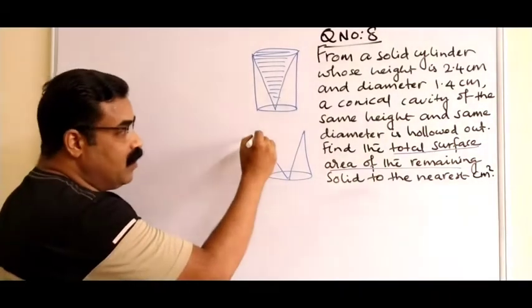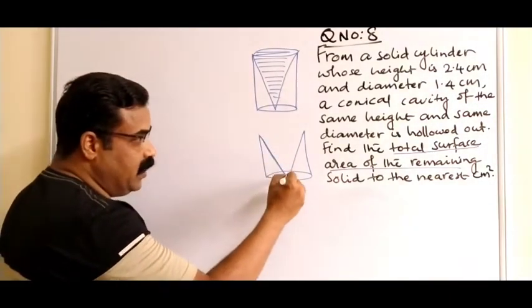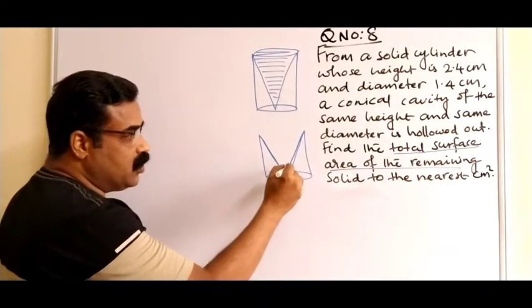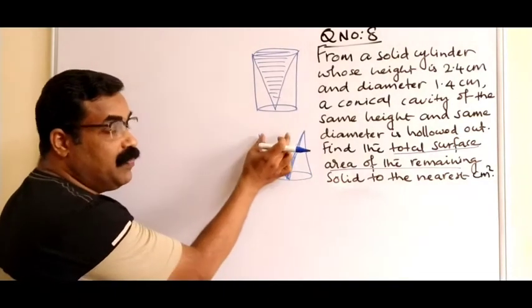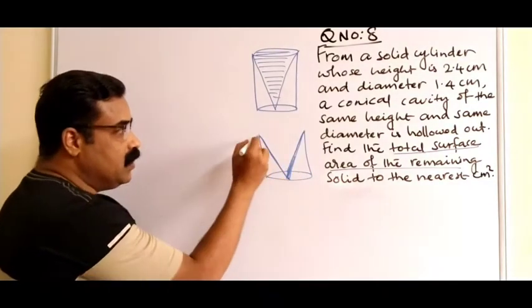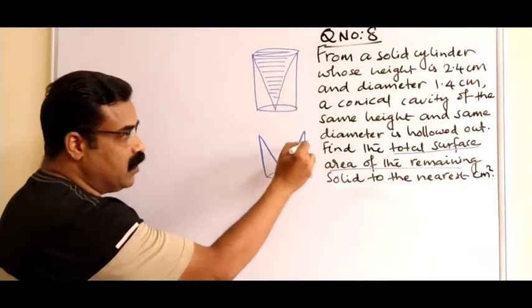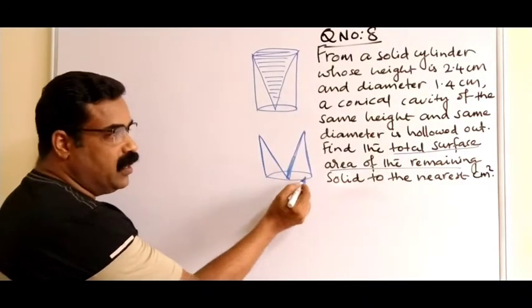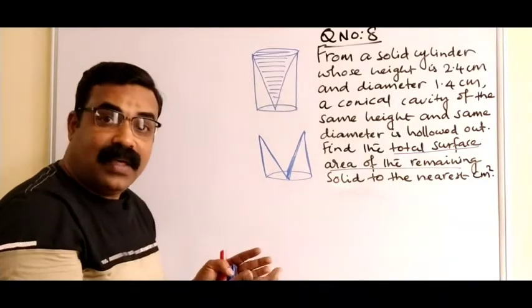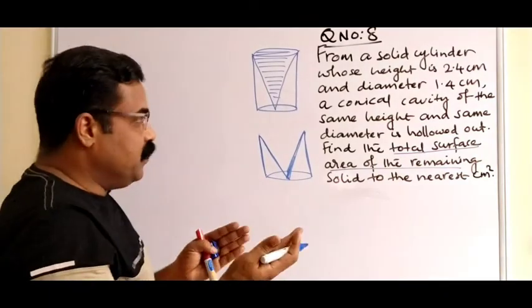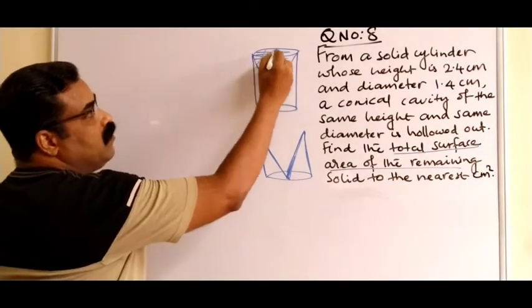Here you have a cone. Inside it you have a cone. So for the cone, you have to find the CSA of the cone, then the CSA of the cylinder here, and the base of the cylinder. The base of the cylinder is nothing but a circle. Okay, so this much portion we have taken out.